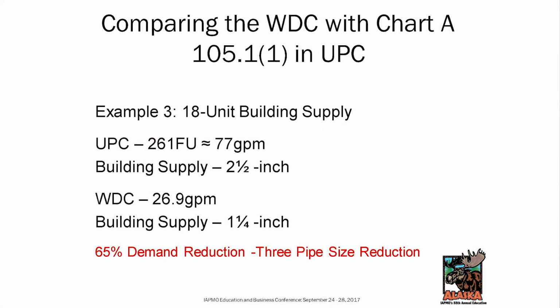The biggest difference is when we look at the 18-unit building, and we're going to compare the water demand calculator with chart A in the UPC using Hunter's curve and fixture units. The UPC estimates 261 fixture units, which is approximately 77 gallons per minute. The building supply required would be 2.5 inch. The water demand calculator estimates 26.9 gallons per minute. The building supply 1.25 inch. You have 3 pipe size reductions, a 65% demand reduction.